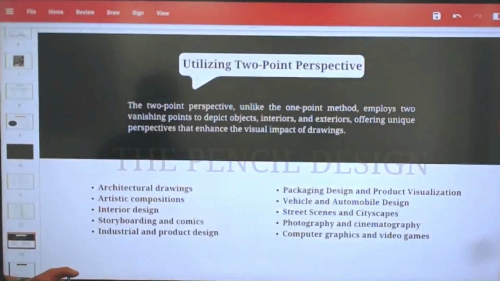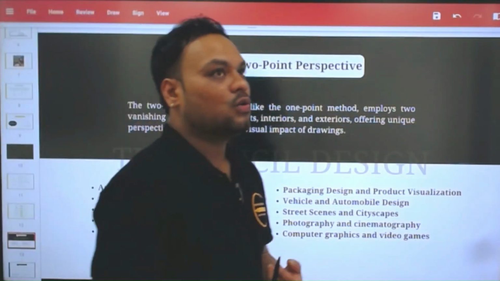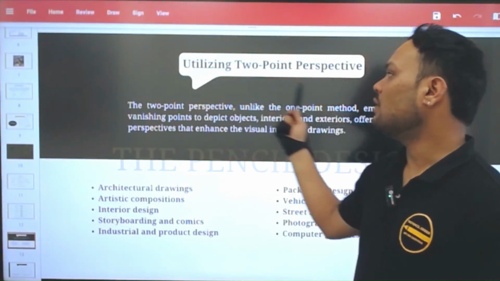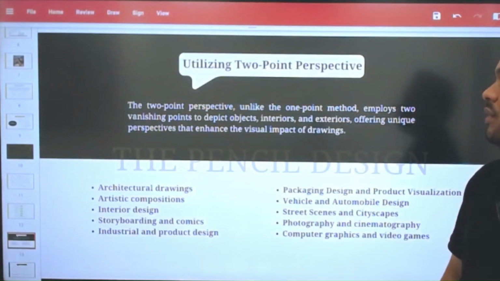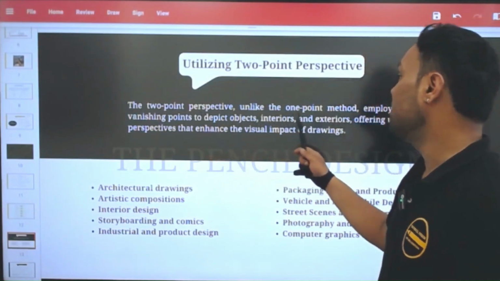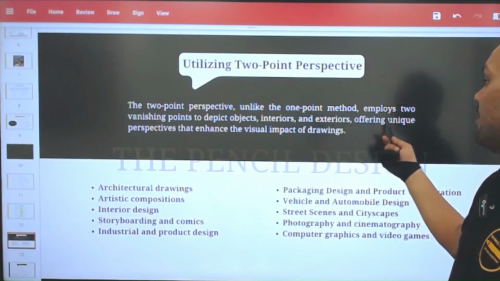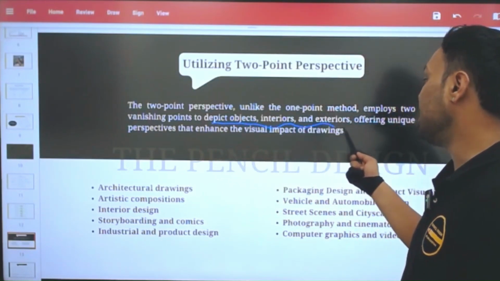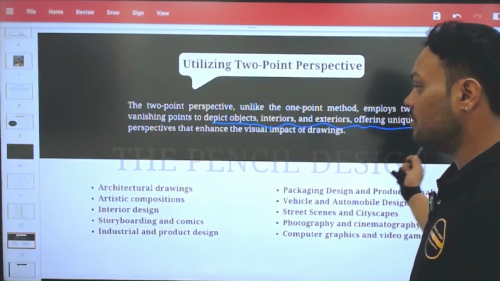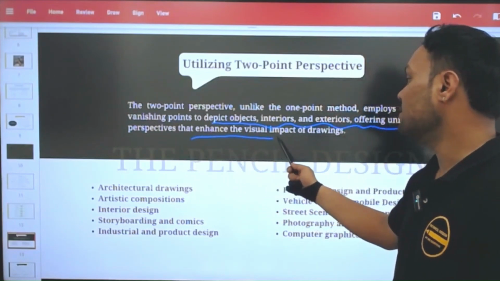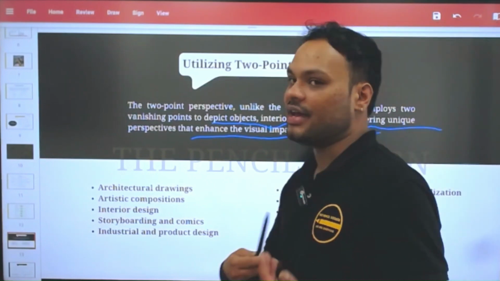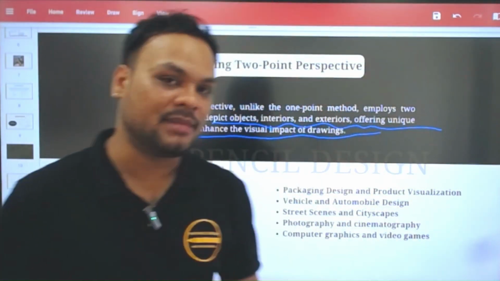Next part is very important, because a lot of people will have the question: what are the practical uses of 2-point perspective? So the 2-point perspective, unlike the 1-point perspective method, employs 2 vanishing points to depict object interiors and exteriors, offering a unique perspective that enhances the visual impact of drawings. In simple language, how and where can we use this 2-point perspective method?